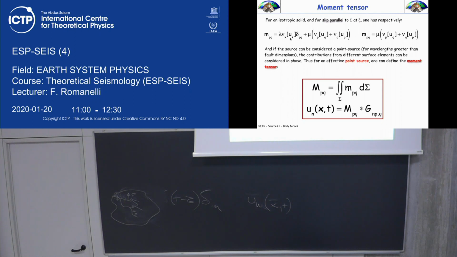Okay? And what we're left with is this. So just mu and something that is telling us where the dislocation is occurring, how much it is, and the direction of the normal of the fault. Okay.